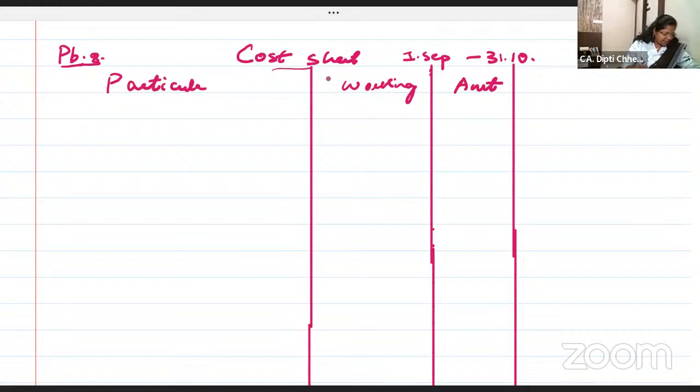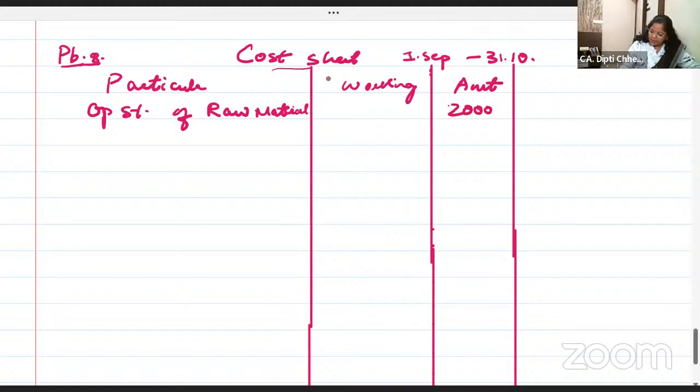All right. Opening stock of raw material: 20,000. It's given. Next is purchases.